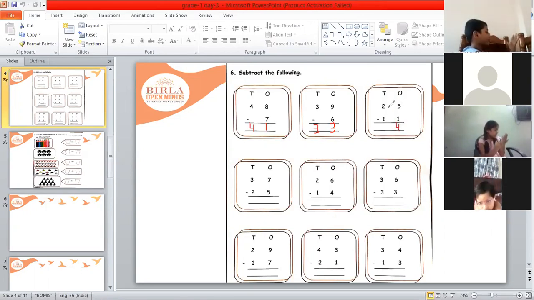Now, Mana, what are the numbers in tens place? 2. So show me your 2 fingers. From these 2 fingers, how many you will take away? 1. Yeah. What is the answer? Now, answer is 14. What is the answer, Mana? 14. Yeah.